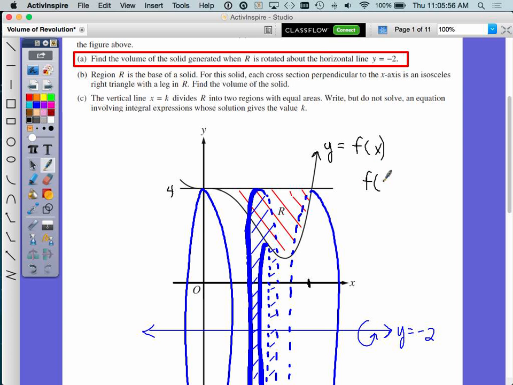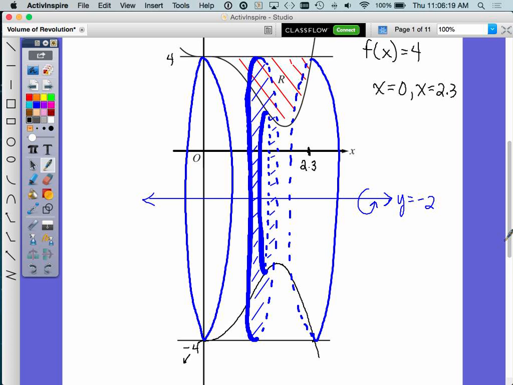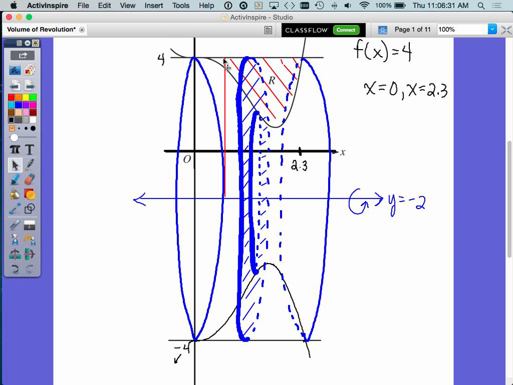So I set f of x equal to 4. And I've got a calculator, so I just put that into the calculator and solve it. And the calculator comes up with x equals 0 or x equals 2.3. So I can see here that must be 2.3. Because I'm dealing with washers, I must have a big radius and a little radius, and this is kind of the trickiest part. So my big radius, I can see, is going to go from the line down to there. That's going to be my big R, and so I'm going to label that.